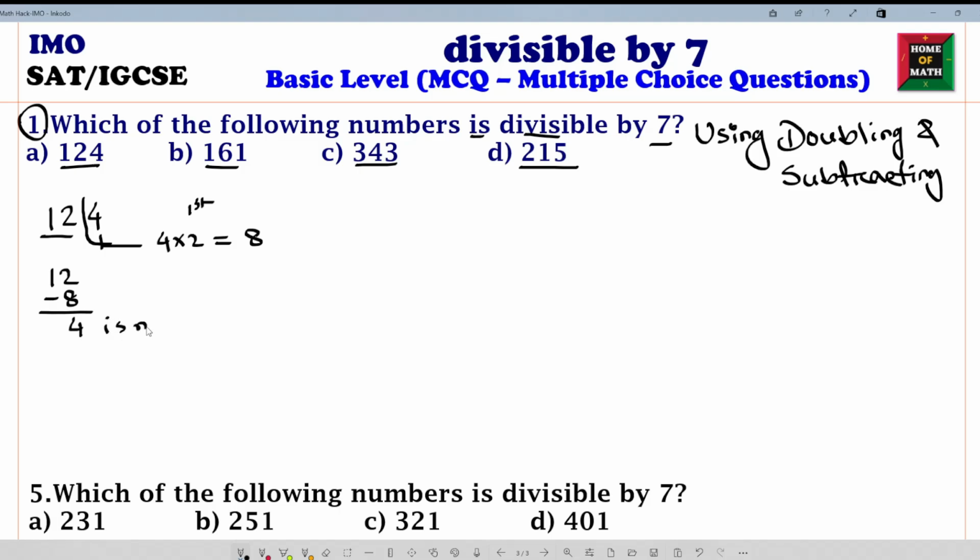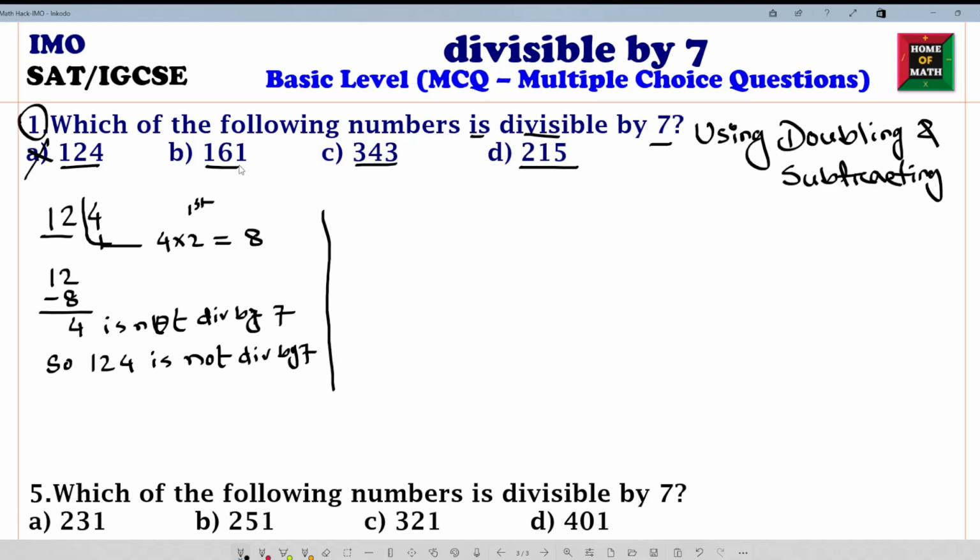4 is not divisible by 7. So 124 also is not divisible by 7. Do you understand this one? If not, we will try the next one, option B, which is 161.